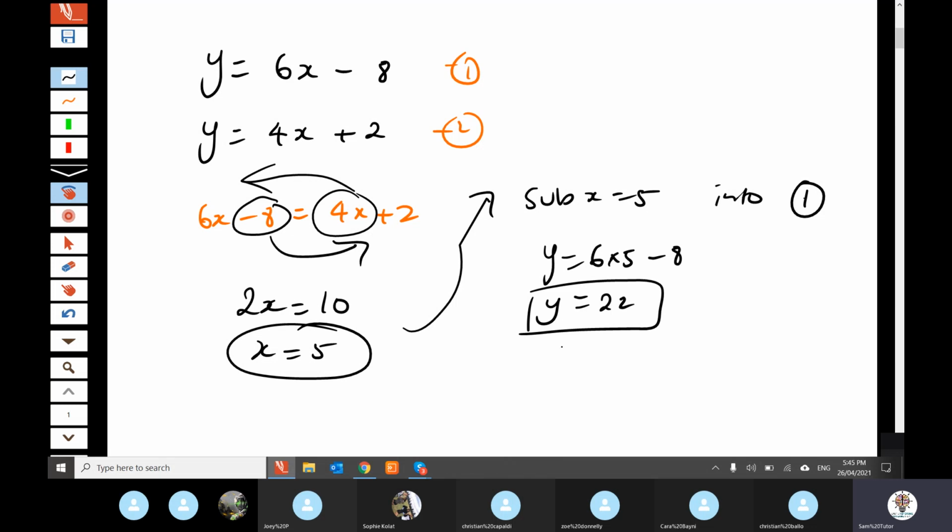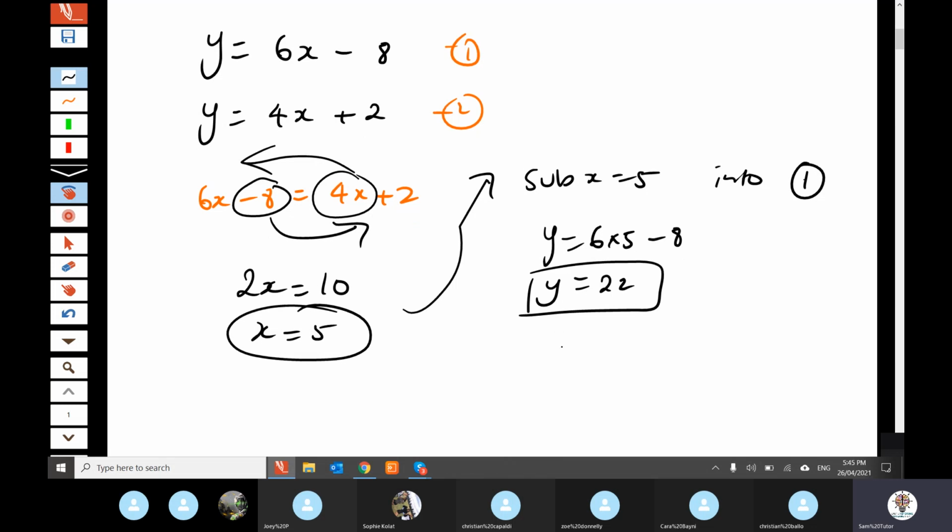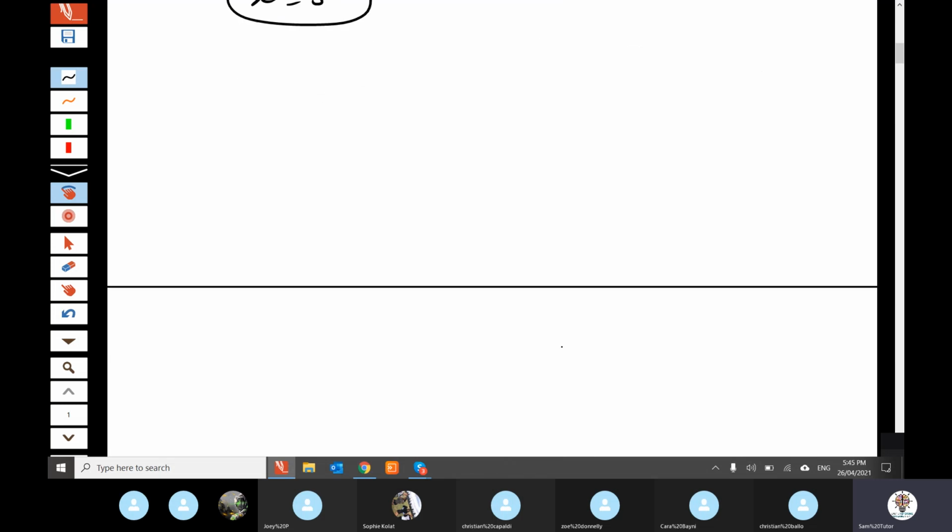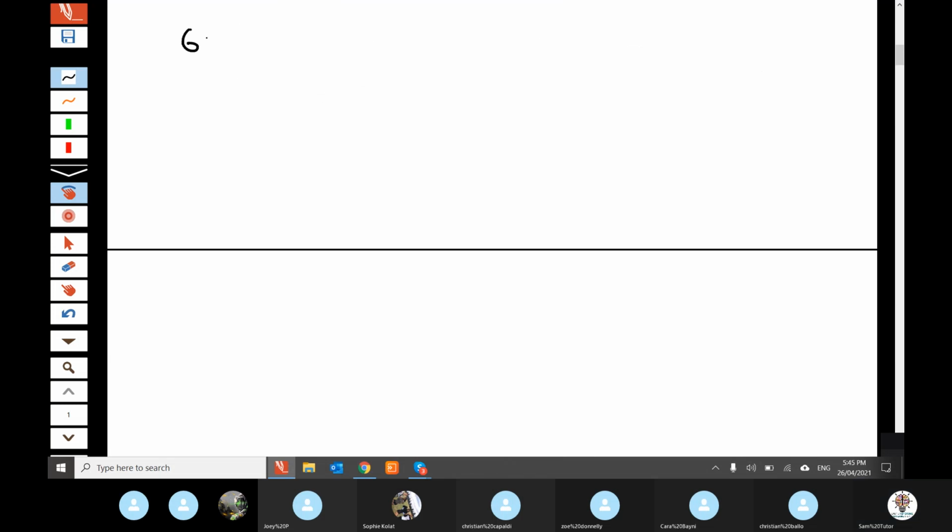Now we're going to make it one level harder. One level harder would be, what if it wasn't like that? What if it looked more like this? 6x minus 2y equals 8. And, I don't know, 3x minus y equals 4. Is this where you do elimination? This is where elimination comes into play.